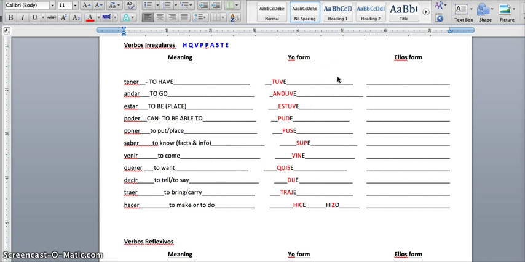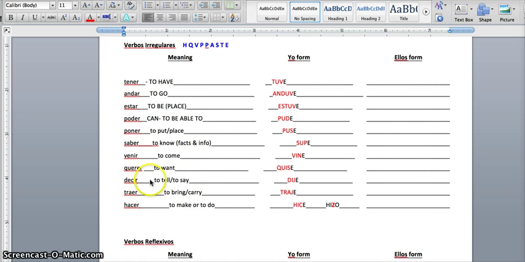Okay, so I've got the meanings here. Tener is to have, andar is to go, estar is to be, as in place, and that's position, location, action in progress, condition, and emotion. Poder is can or to be able to. Poner is to put or to place. If it's reflexive, ponerse is to put on. Saber is to know facts and information. Venir is to come. Querer is to want.